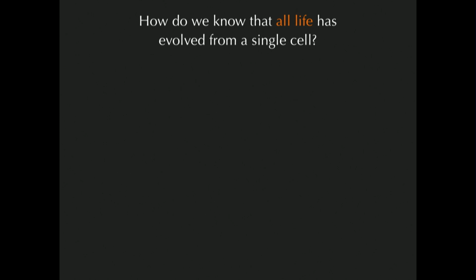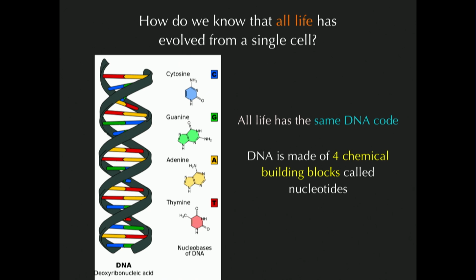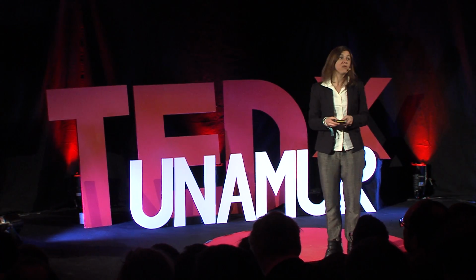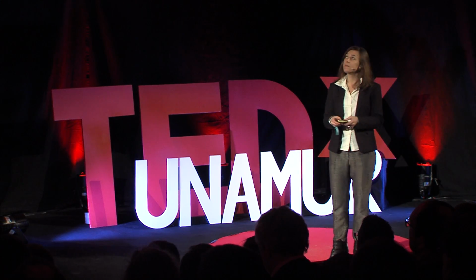But how do we know that all life has evolved from a single cell? We know this because we all share the same alphabet. We have the same DNA code. DNA is the magic molecule of life. And DNA is only made up of four chemical building blocks: cytosine, guanine, adenine, thymine. So only four letters that make the whole alphabet of life. So yes, from bacteria to human, we only need four letters.